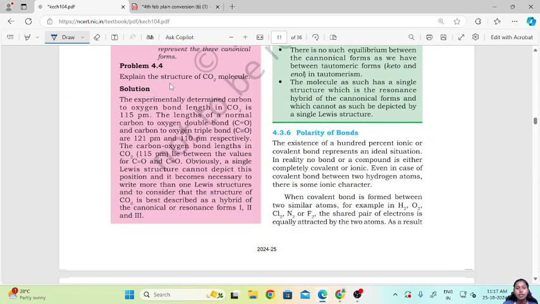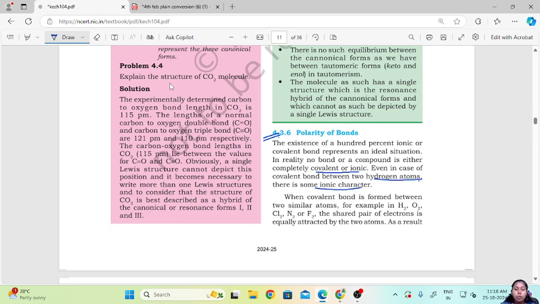Next is the polarity of bonds. This is the last parameter, that is the polarity of a bond. The existence of a 100% ionic or covalent bond represents an ideal situation. In reality, no bond or compound is either completely covalent or ionic. We say that a bond is covalent or ionic, but in reality, none of these bonds are completely covalent or completely ionic. Even in the case of a covalent bond between two hydrogen atoms, there is some ionic character.